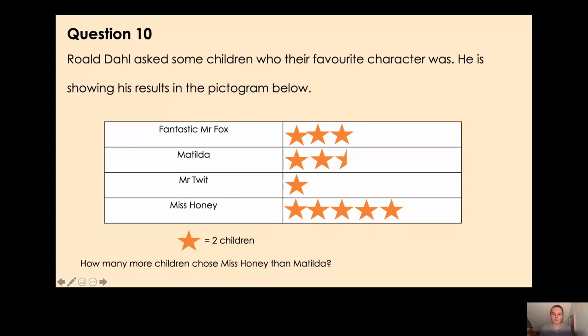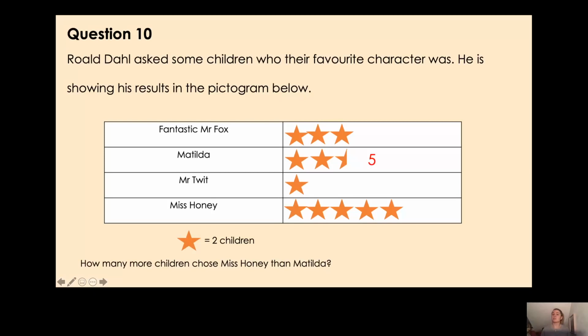Okay, so first of all, let's find out how many children chose Matilda and how many children chose Miss Honey. Well, next to Matilda, we've got 2 full stars. So we've got 2, 4, and then we've got a half star. Now, if a full star is 2 children, a half star will be 1 child. So we've got 2, 4, and then 1 more child, which is 5. So 5 children chose Matilda, and Miss Honey has 5 full stars.